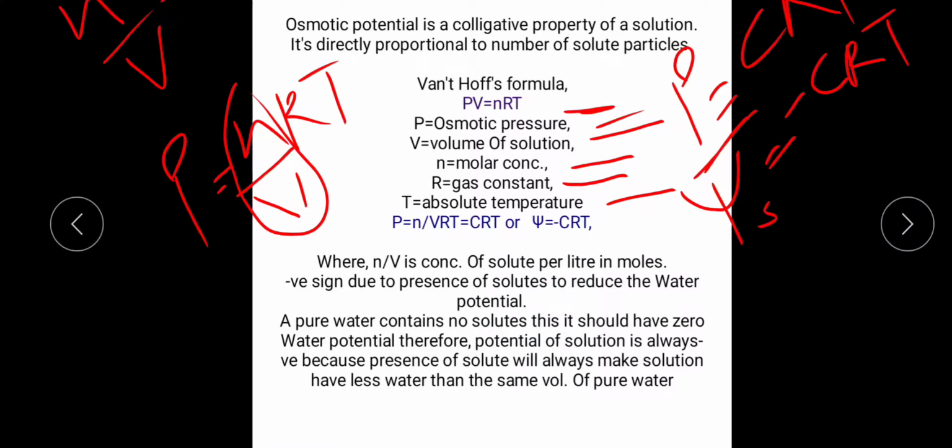Obviously, compared to pure water, the water concentration in a solution will be lower as compared to that of the pure solvent, so its value is always negative. Pure water has a value of 0. So that is the general calculation regarding the osmotic potential.